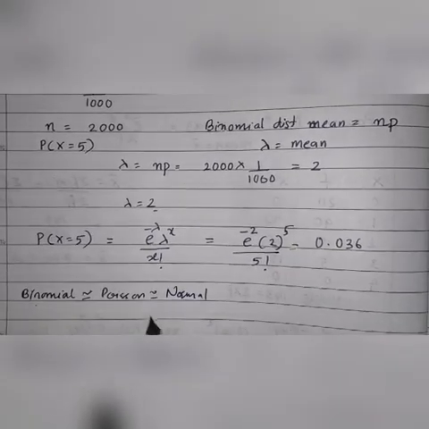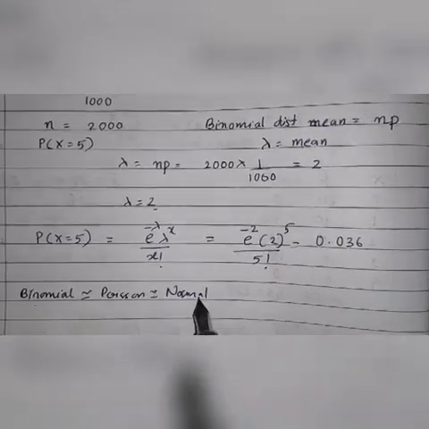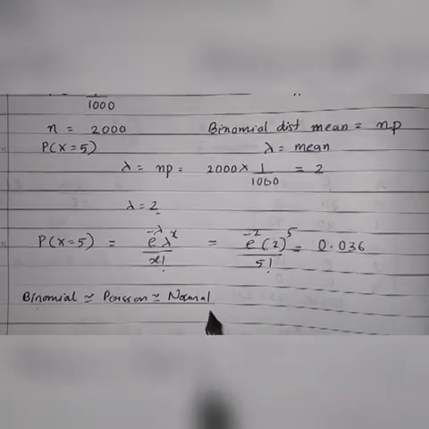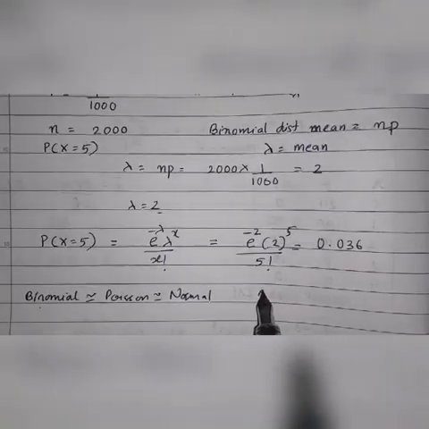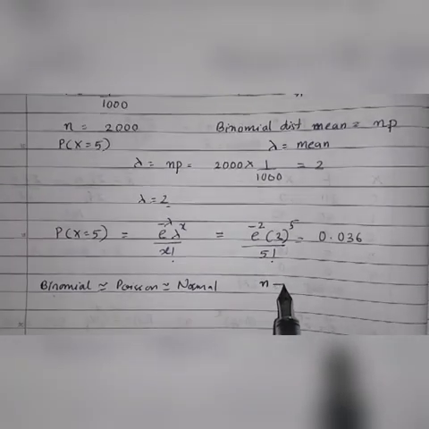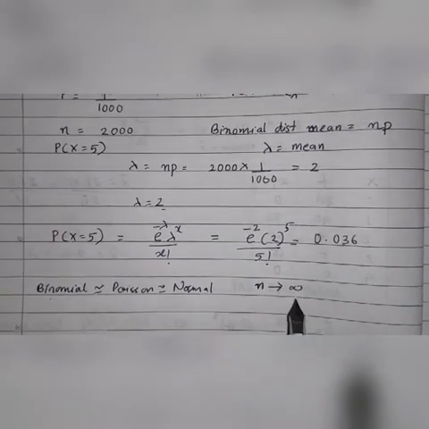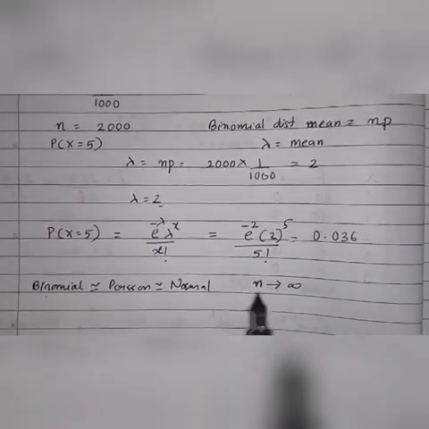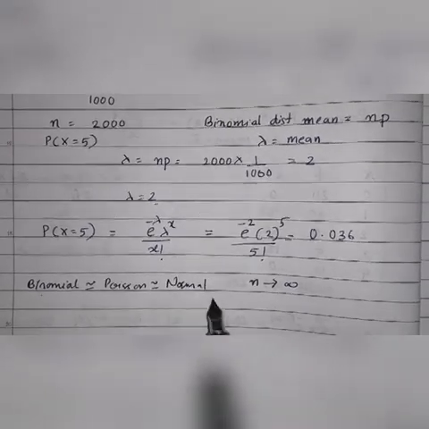So these two distributions will tend to become normal distribution when the value of n, the sample size, becomes close to infinity. So we'll continue with the normal distribution in the next class.